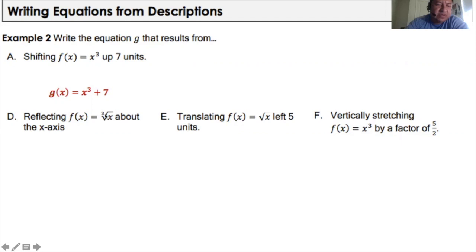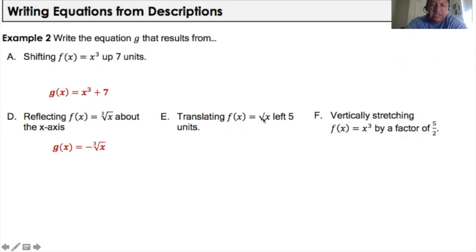What about a reflection? f of x equals 3 cubic root of x about the x-axis. That would mean then we would write it with basically a negative sign in front. That negative causes it to flip. I didn't show you that on Desmos, but you can go on Desmos and see what happens when it reflects.